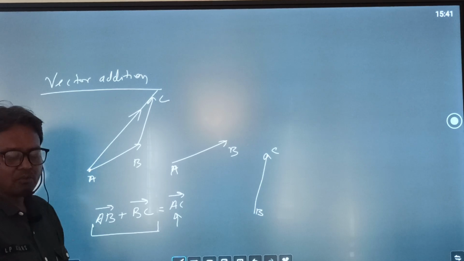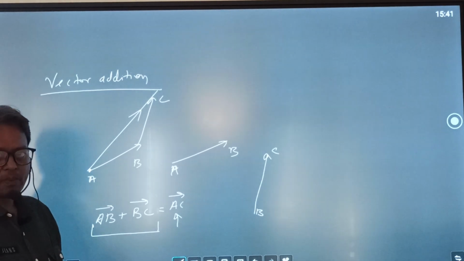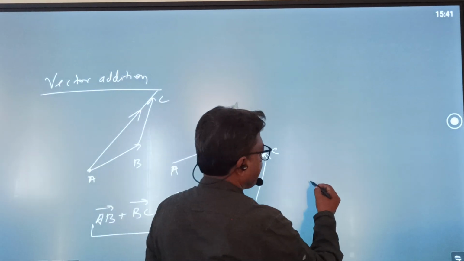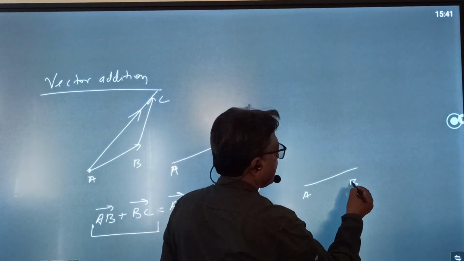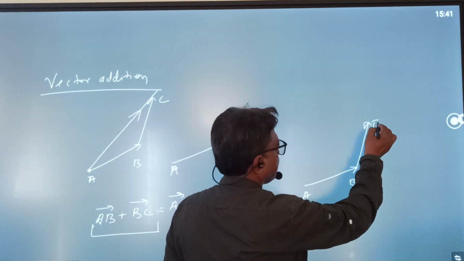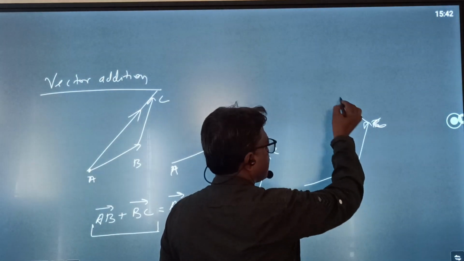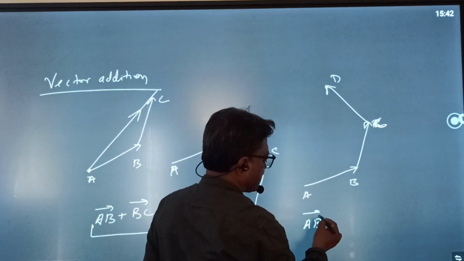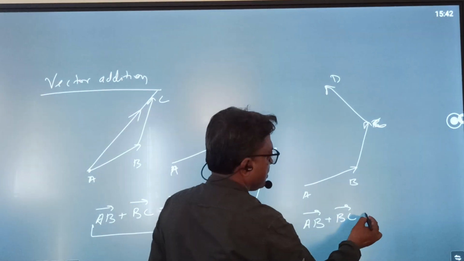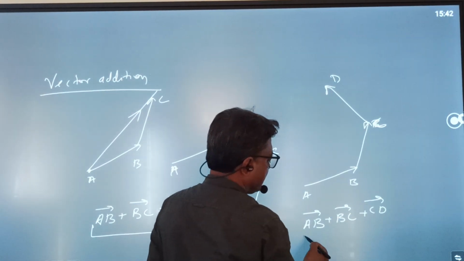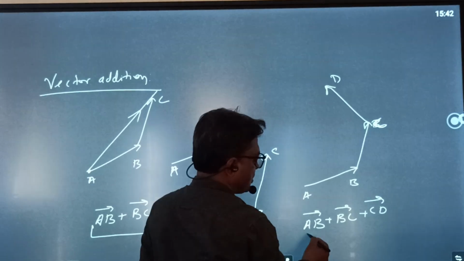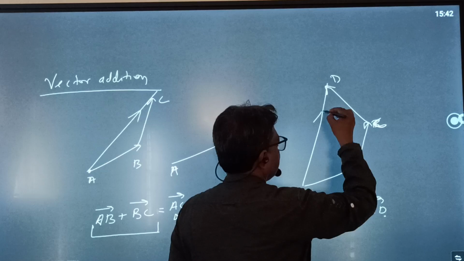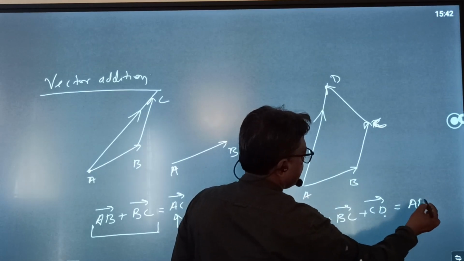We may be required to add more than two vectors. Then, instead of the triangle law, we have to use the polygon law. Suppose I have a vector AB, then a vector BC, then vector CD. Now I have to add these three vectors, AB plus BC plus CD. I have to do nothing. I simply have to join the tail of the initial vector to the head of the final vector. That is this. So my answer will be vector AD.